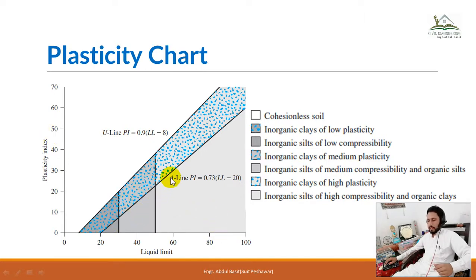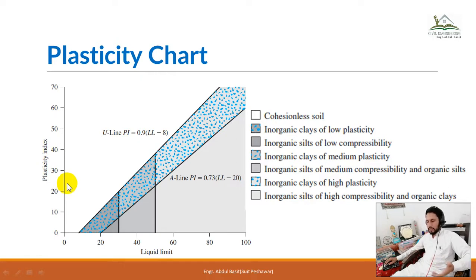But there are two lines, A line and B line. A line is plotted using this equation: plasticity index is equal to 0.73 times (liquid limit minus 20). This line uses the value of the liquid limit. For example, if we put 40 in it, 40 minus 20 is 20, multiplied by 0.73, and this value will be located on this ordinate, the plasticity index.